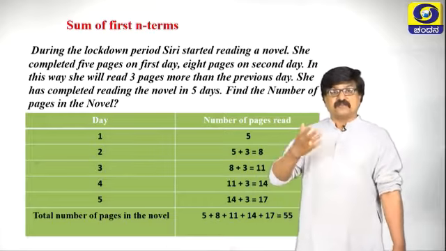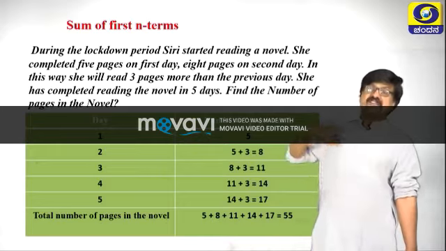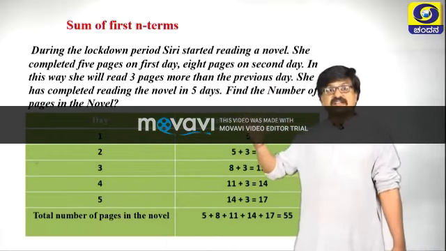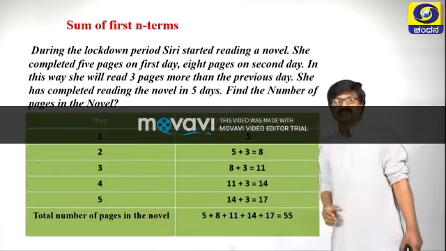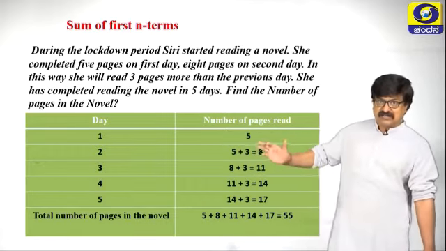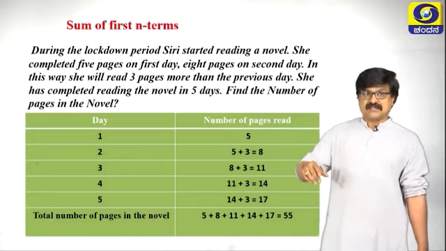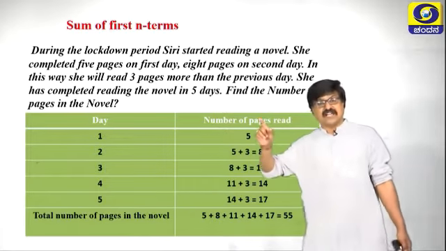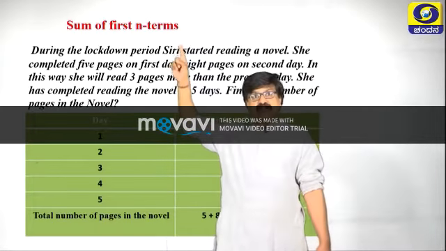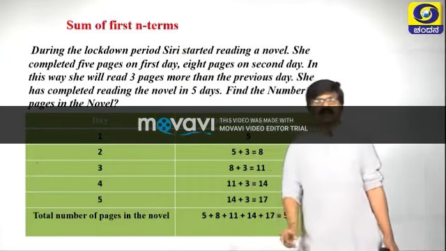Suppose the number of pages is more, and she takes 100 days to complete the novel, that means we are getting 100 such numbers. If you add them, we get a huge number, and writing the numbers and the adding process takes more time. So, in such cases, if you want to solve this kind of problem easily, we can find the formula for the sum of first n terms. So, what is that formula? Let us take it.